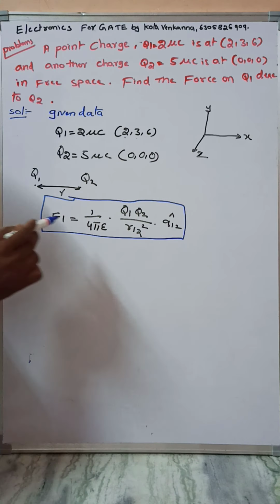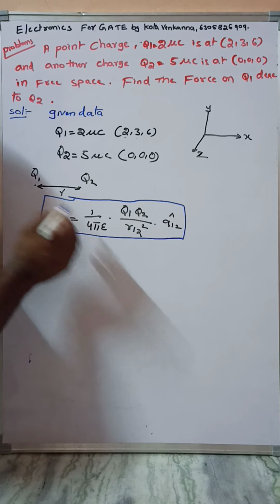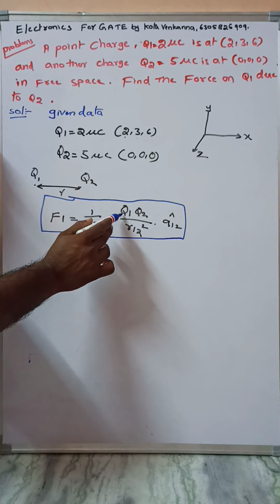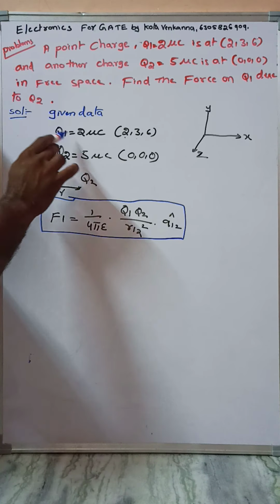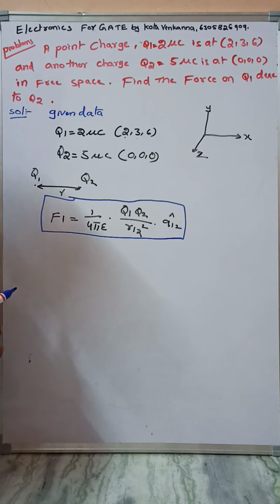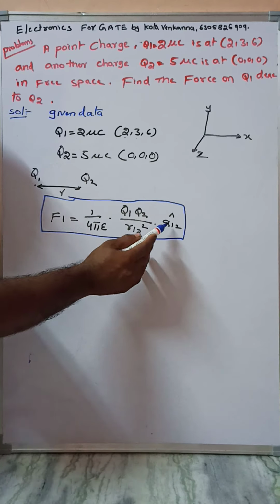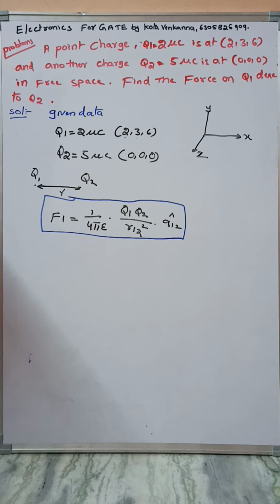First we know the value of 1 by 4 pi epsilon, which is equal to 9 into 10 power 9. We know Q1 is equal to 2 microcoulomb and Q2 is equal to 5 microcoulomb. And we have to determine R12 and A12. Then the problem solution is as follows: first of all we have to find out R12 and A12.